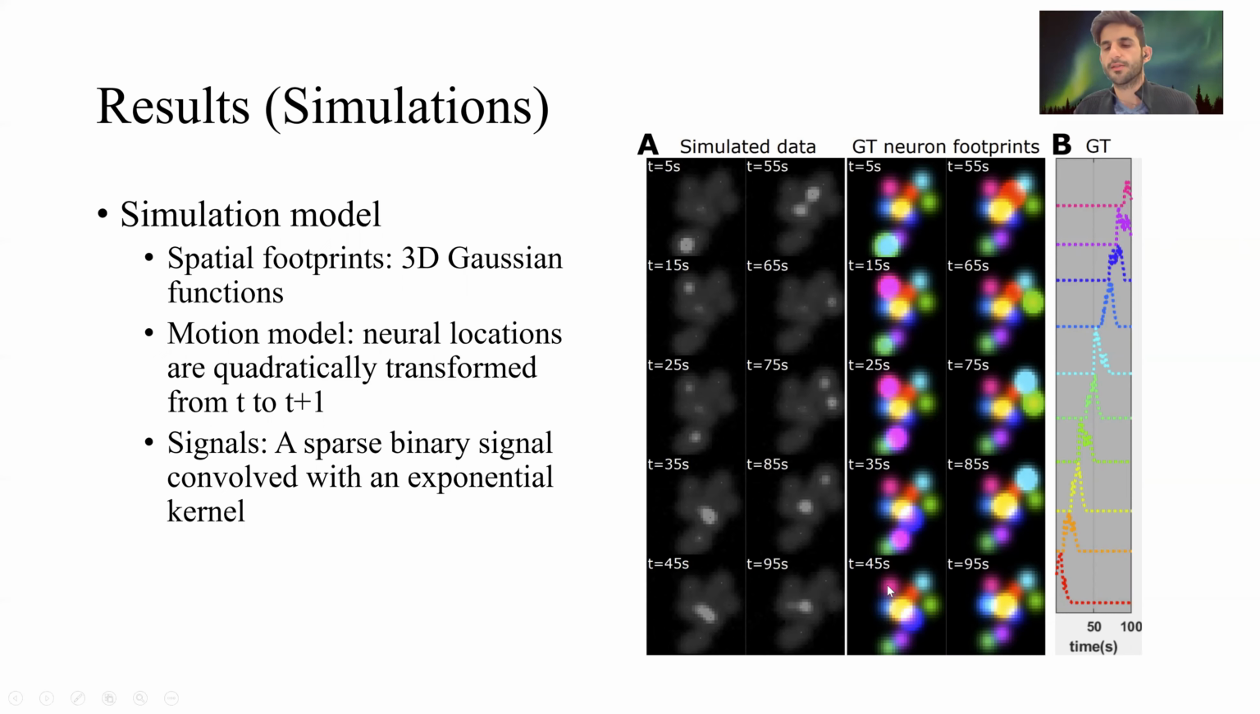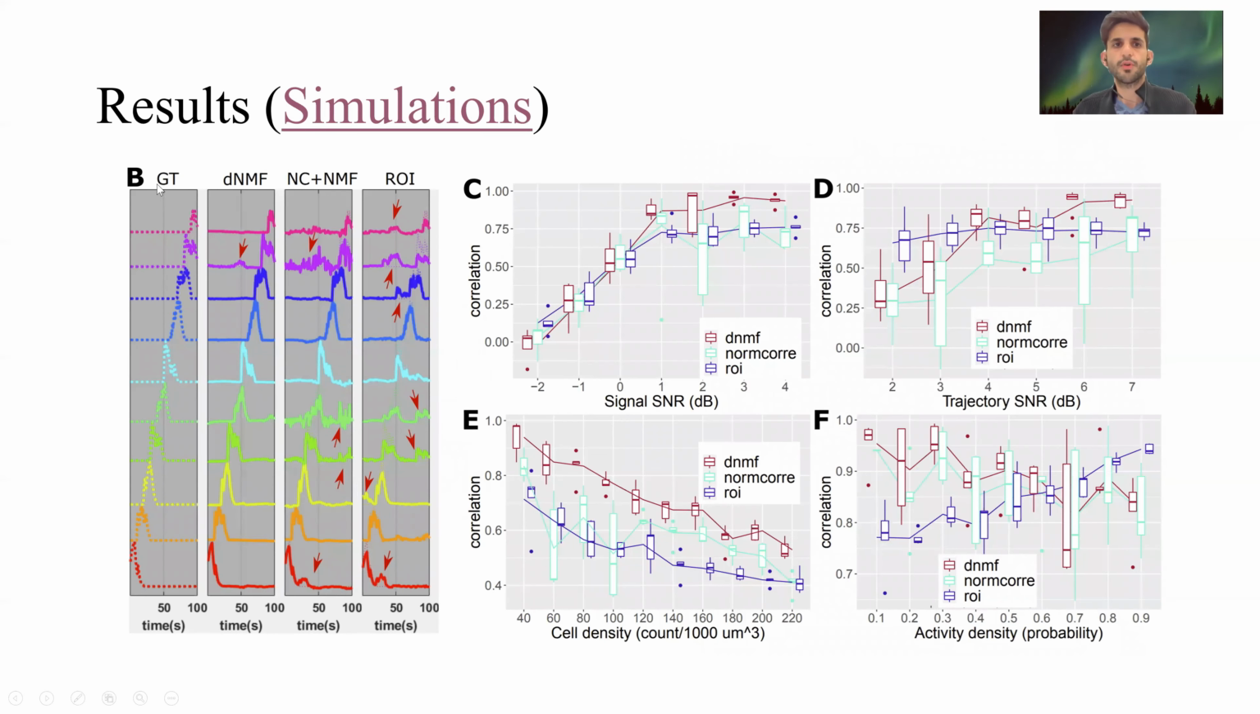Here, I'm showing the neurons in different colors so that you can see the spatial overlap, and this is the ground truth signal. And this is how different methods work. As we see, DNMF is more successful in recovering the ground truth signals. This is normcorre NMF, where normcorre is just a registration technique that is commonly used in the field, and this is ROI tracking. As you see, ROI is actually mixing the signals of different components. We also showed quantitatively that DNMF outperforms other methods in several conditions.